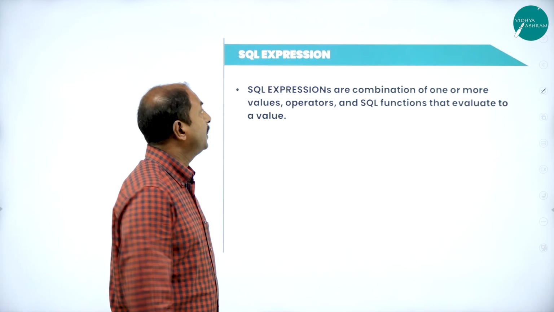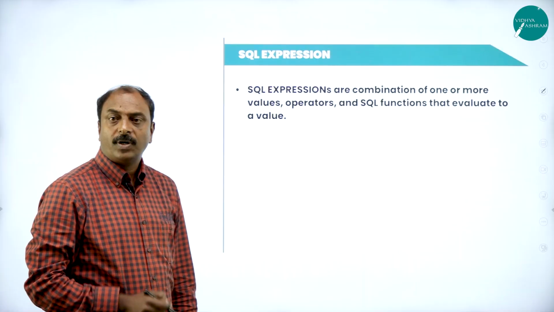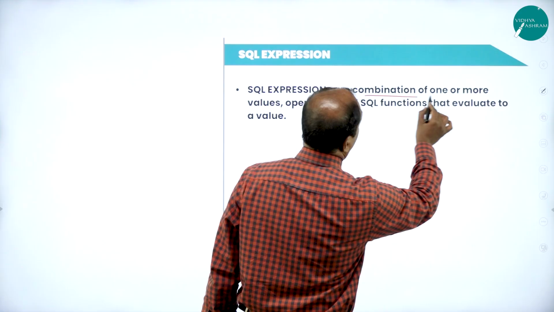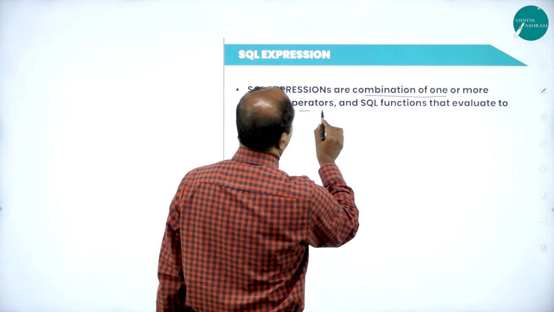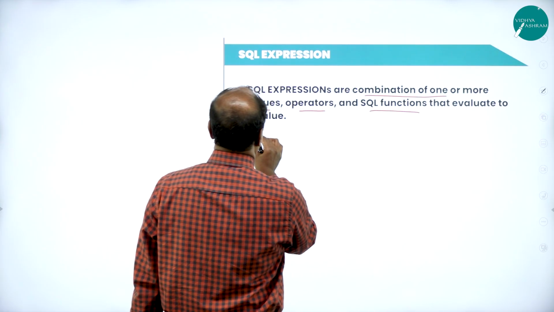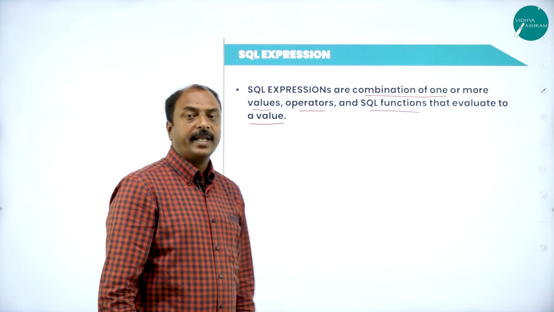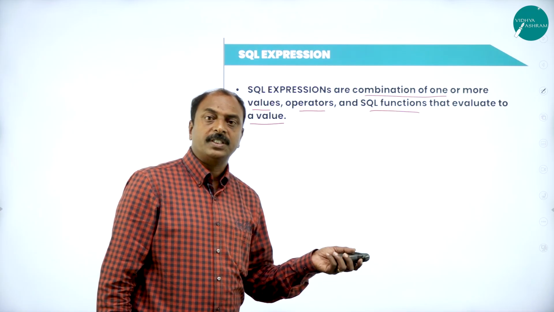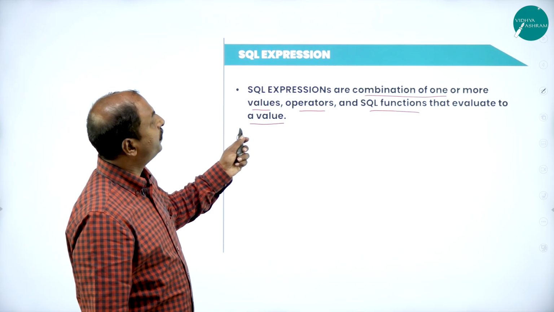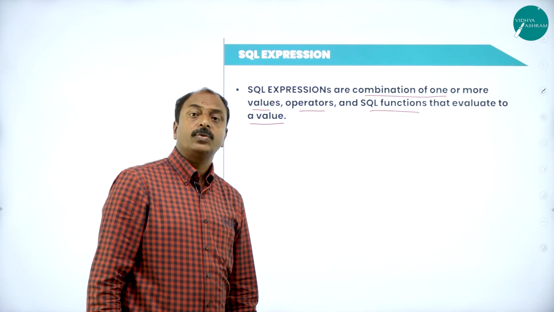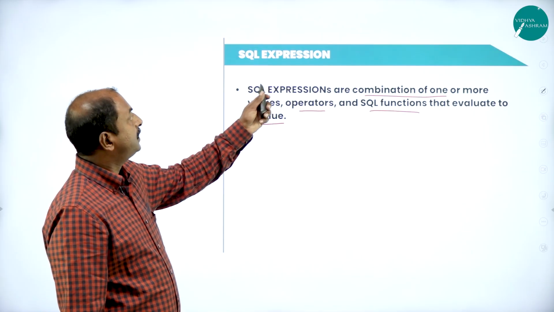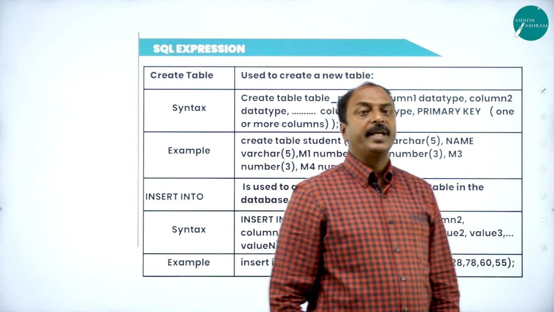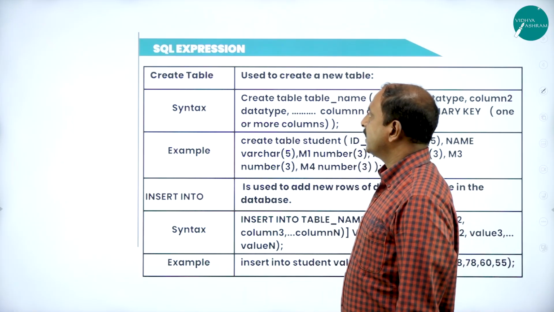Now the next concept is SQL expression. So what is an SQL expression? SQL expressions are a combination of one or more values, operators and functions to evaluate a value. Normally, it is a combination of operators, functions, and different types of values to evaluate a particular value. That is an SQL expression. Now let us see different expressions of SQL. Let us see them one by one.